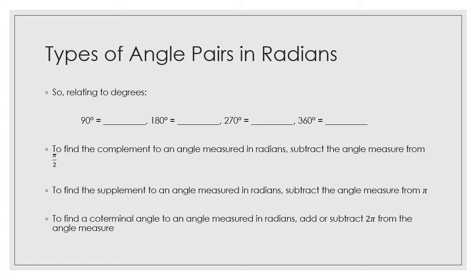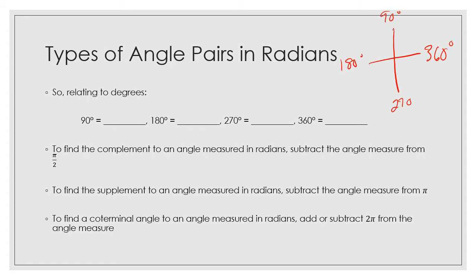So what I want to do now is relate what we know about degrees to radians. To start, let's say I have my coordinate plane. From the first section, when we looked at degrees, I know that this is 90 degrees. I know that this is 180 degrees. I know that that's 270, and I know that that's 360. And that's all, again, working in a positive way.